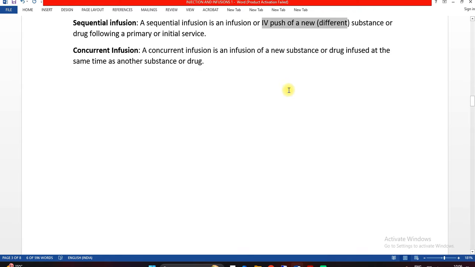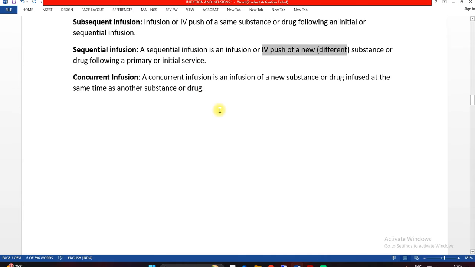Next, concurrent infusion. A concurrent infusion is an infusion of a new substance or drug infused at the same time as another substance or drug. So during concurrent infusion, the patient is infused with multiple drugs at the same time. If the patient uses multiple drugs at the same time, we need to consider it a concurrent infusion.